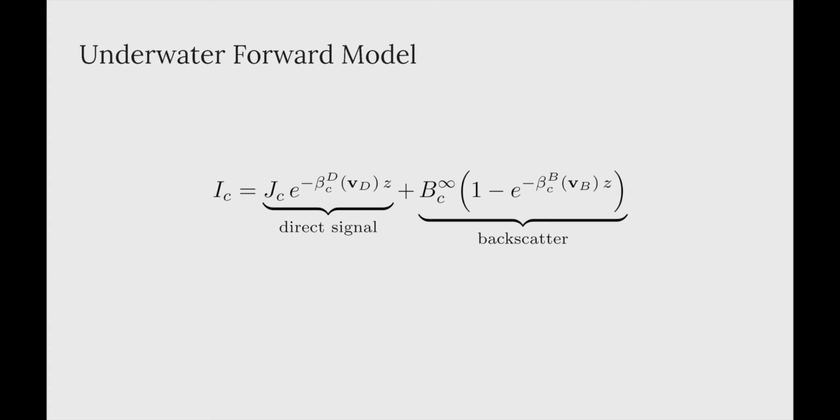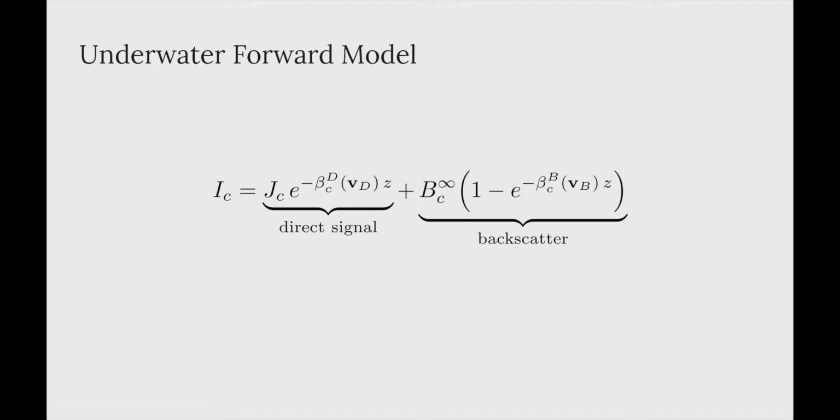We can directly describe the underwater flow model as the direct signal component and backscatter component. Generally speaking, the underwater distortion problem is an inverse problem of its flow model. The subscript C stands for the color channel R, G, and B. I on the left is the picture taken underwater. J is the image we want to recover. There's an exponential term multiplied onto J, which is attenuation on that particular color channel. And then there's the additive term on the right, describing the backscatter effects.